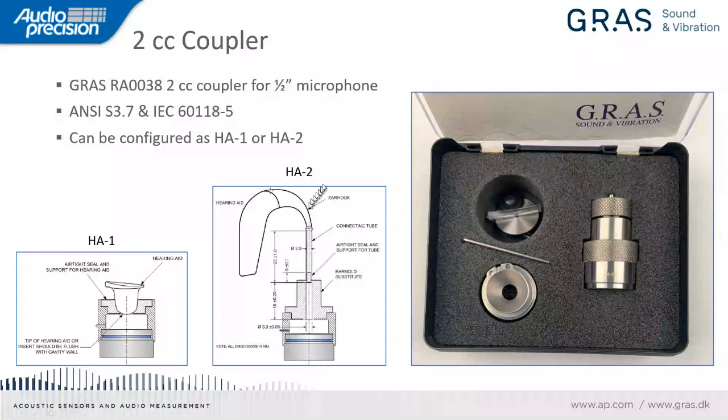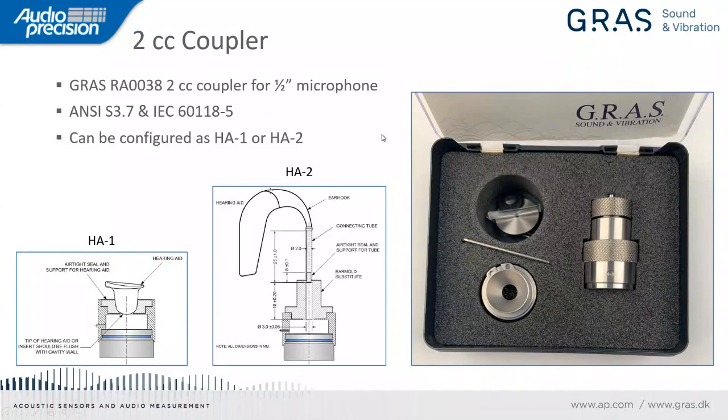And then for a behind the ear hearing aid, we have this HA2 configuration. And in this case, you would use a tube to connect the ear hook of the hearing aid into the body of the coupler. Now for this application, Grass provides this RA0038 2cc coupler for a 1/2-inch microphone. And you can see you have the parts here to configure it for the HA2 type, or you can change the configuration and turn it into the HA1 type. So you have the ability to do both in the ear and behind the ear hearing aids with the one coupler, which is a nice feature.